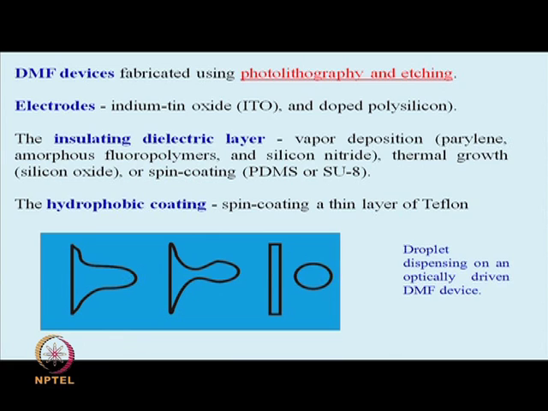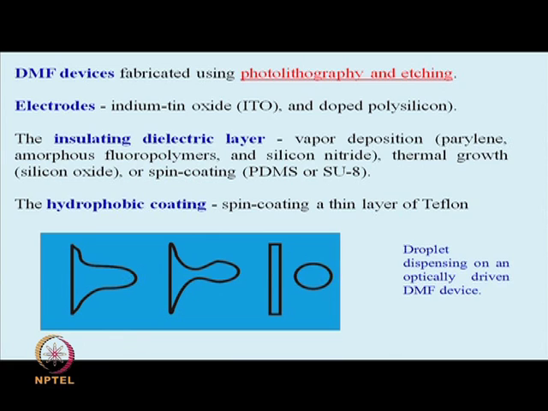Now, some of the electrodes which are used, this is information about the materials that are used for electrodes. The ITO coated glass is a very common electrode, and the insulating dielectric layer can be vapor deposited with the following chemicals. You can grow a silicon oxide on a silicon wafer, and the silicon oxide will act as the dielectric layer, and the advantage is that you can control the thickness of the silicon oxide, thereby changing the dielectric, changing the breakdown voltage, and you can tune it in such a way that you can operate a silicon oxide coated silicon wafer in electrowetting experiments over a large range of voltages.